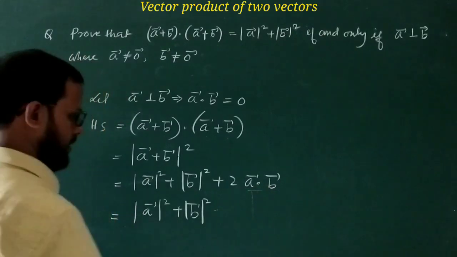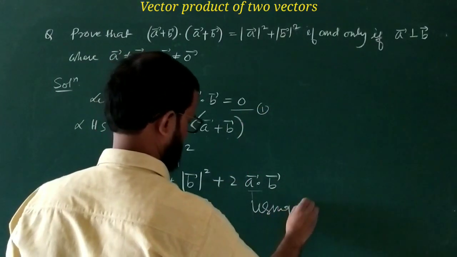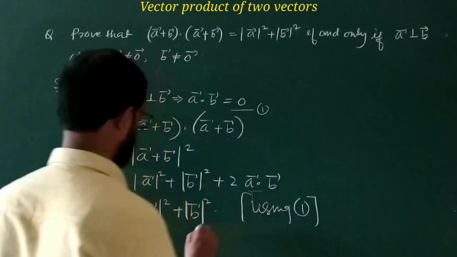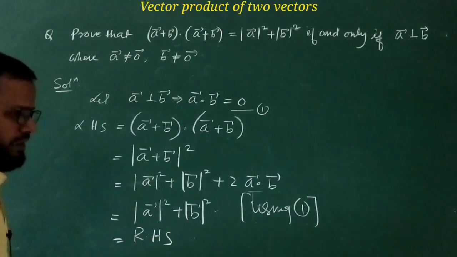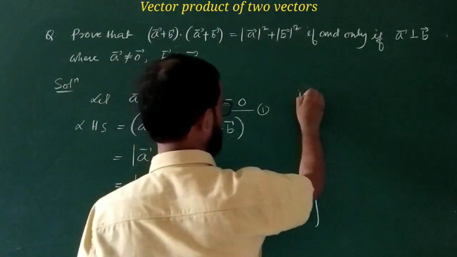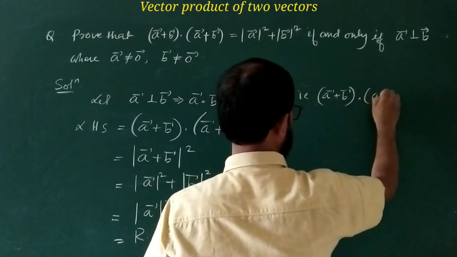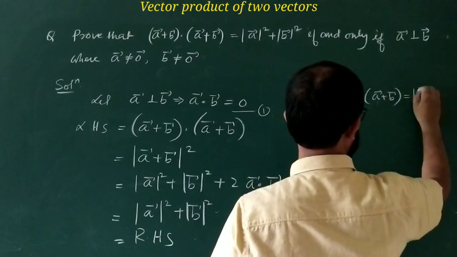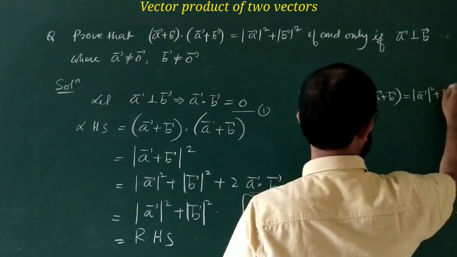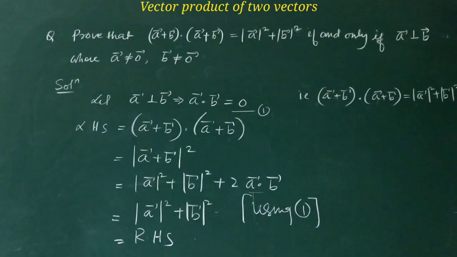So ultimately here you can write, this is number 1, using 1, which is equal to right hand side. That is, we can solve that A vector plus B vector dot A vector plus B vector is equal to magnitude of A whole square plus magnitude of B whole square. This is the final result of the particular question.